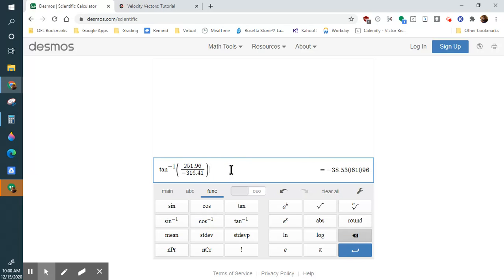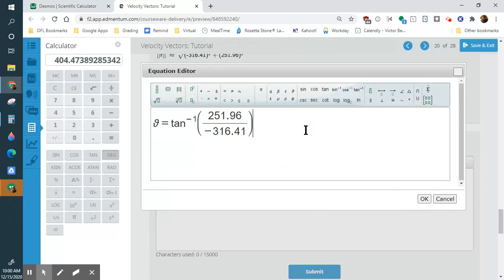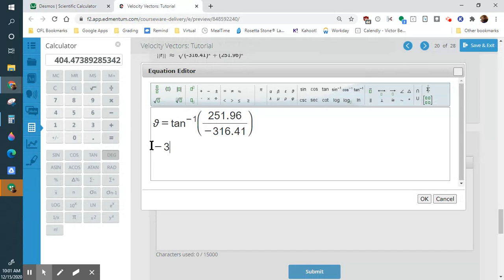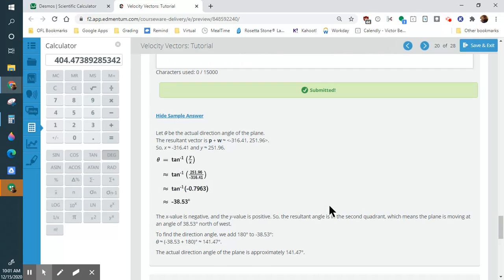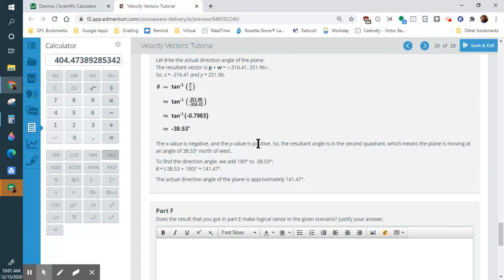So we end up getting about negative 38.56. Did I forget a negative somewhere? I probably forgot a negative somewhere. Nope, it doesn't look like I did. So, negative 38 degrees. Let's see how we did here. Yep. So there we go. So the wind is pushing it a little bit.